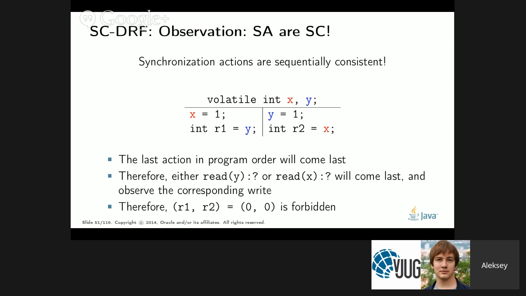If the actions that this program generates are in some total order, that means that the actions for the last statements in each of the threads are coming last in the synchronization order. If that happens, one of these reads should observe the write, which means that the case when you read both zeros is forbidden. There is no total order which can bring you 0, 0.